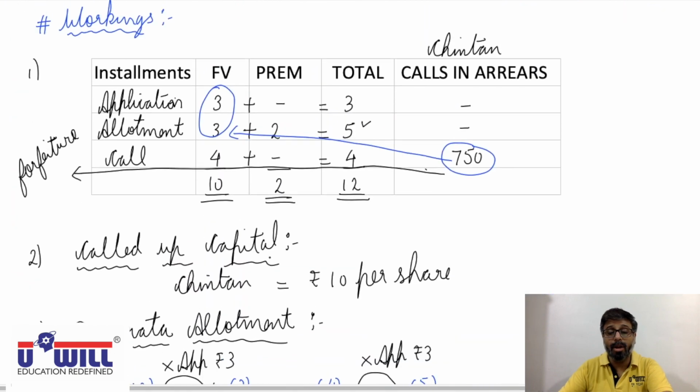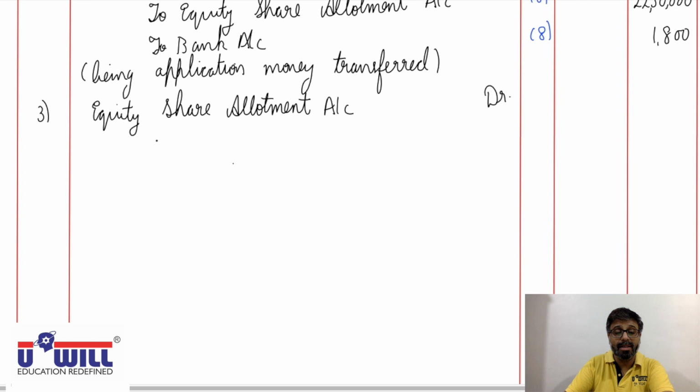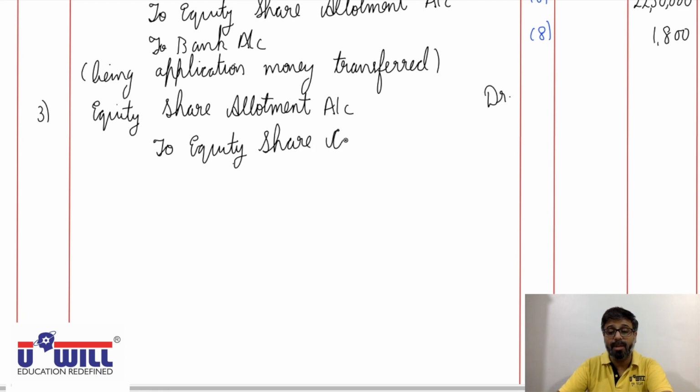Now allotment, all of you can see, includes premium also. So you have to be careful with this fact in the question where the premium is included. Debit to equity share capital account with the amount towards the face value, and to security premium account with the amount towards the premium.